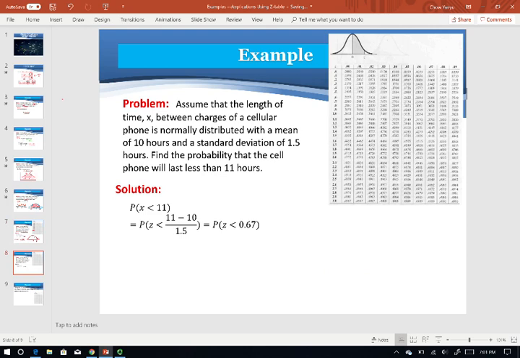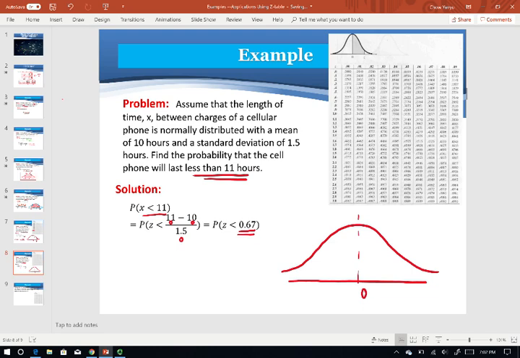And one more. How likely is it that the cell phone will last less than 11 hours? So smaller than 11 hours. And the z-score will be 11 minus mean 10 divided by the standard deviation 1.5. So the z-score is 0.67. And let's draw the curve and highlight the area. So the middle will be 0, 0.67, and put a line here. So smaller, it should be everything on the left.